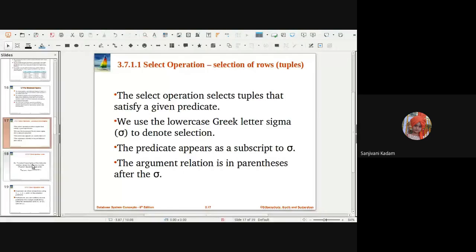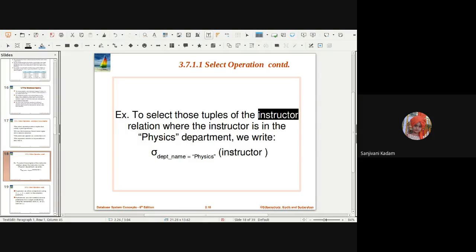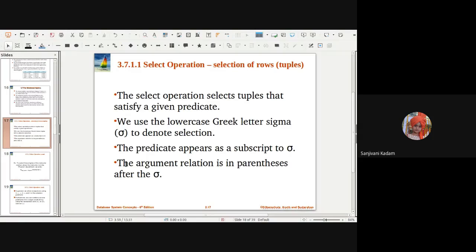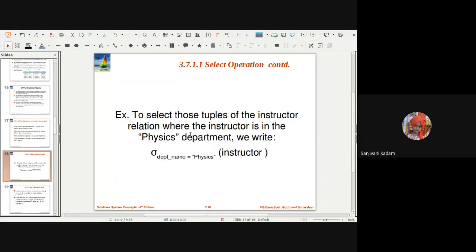So let us see how to write a relational algebra query. Here we are demonstrating how to select only those tuples which satisfy the condition. I want to list tuples from the instructor relation, so in the brackets I will pass the instructor relation. The select operation says that the argument relation is in the parentheses after the sigma. So first, let us write the condition or predicate.